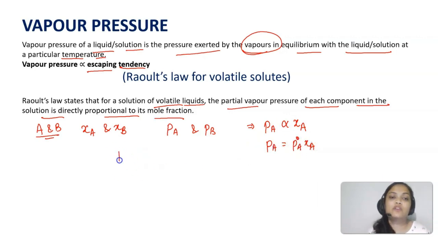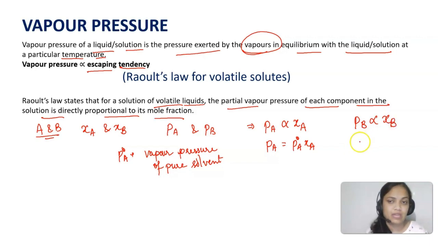Now what is this P naught A? P naught A is the vapor pressure of pure solvent, meaning when it was present in the pure state, what was the vapor pressure? That is P naught A. Same goes with PB, it will be directly proportional to XB. So from here, PB equals P naught B XB. This information is very important because you will be using it to find out colligative properties also.